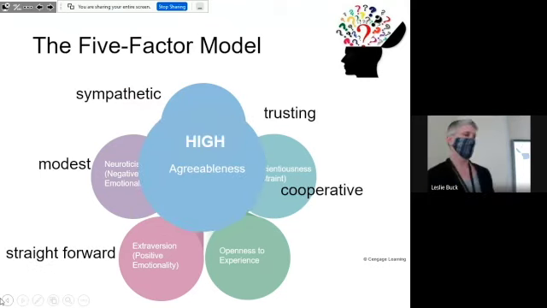Agreeableness. High levels of agreeableness. People are cooperative. They're trying to get everybody balanced and find the middle ground. They're very straightforward. People who are highly agreeable do not play games. There's no hidden meaning behind what they say or do. And highly agreeable people don't even get that other people have hidden meaning.